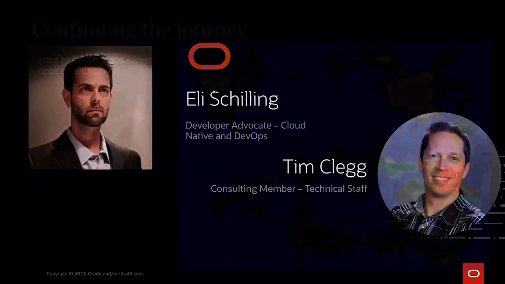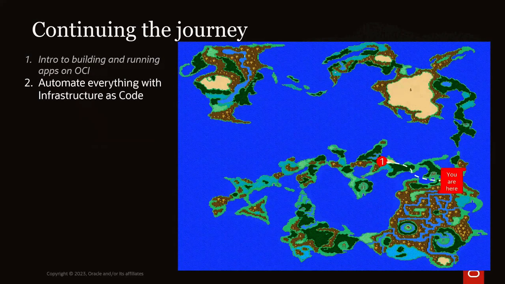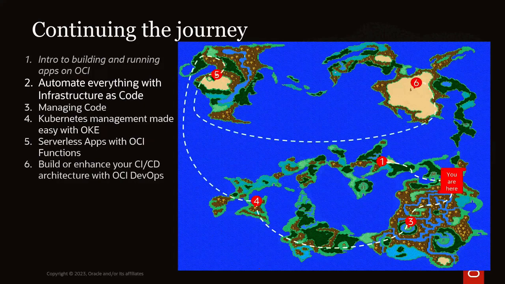We are going to take a quick review here. So we are going along this journey. This is our digital native launchpad, we're calling it. Last month we did an intro to building and running apps in OCI. We're here today to talk about automating everything with infrastructure as code. And then we're going to go through managing code with various cloud-based tools. We'll talk cloud native with Kubernetes. We'll talk about serverless functions on OCI. And then we're going to finish this series with continuous integration and delivery using OCI DevOps. So make sure you check the schedule and sign up for the future events and come spend some more time with us.